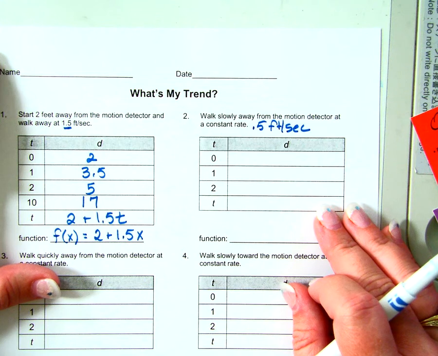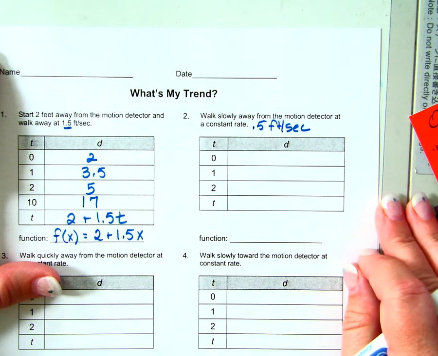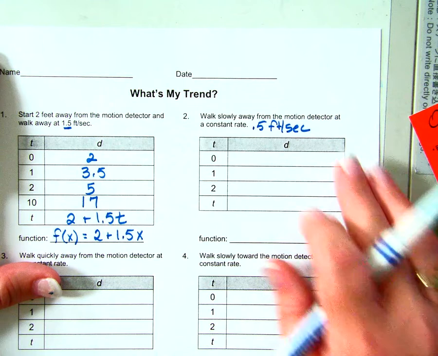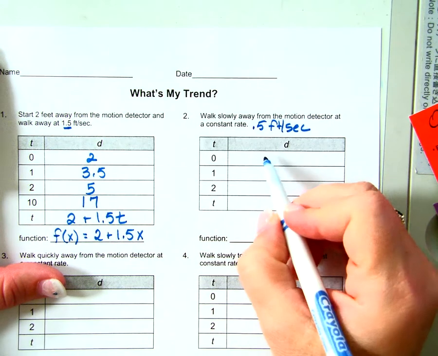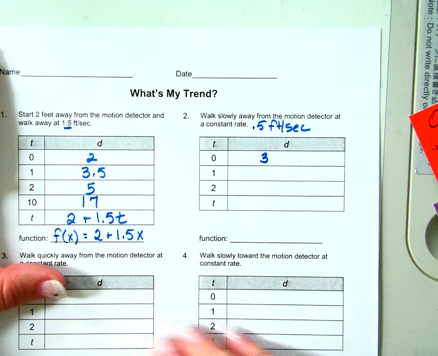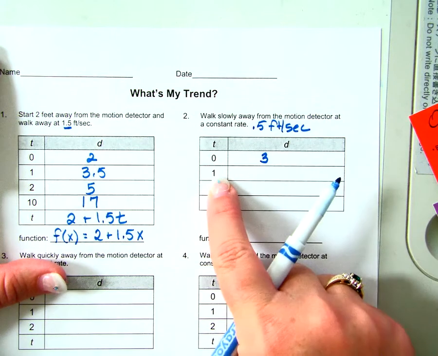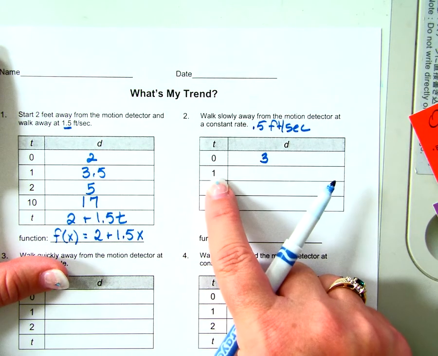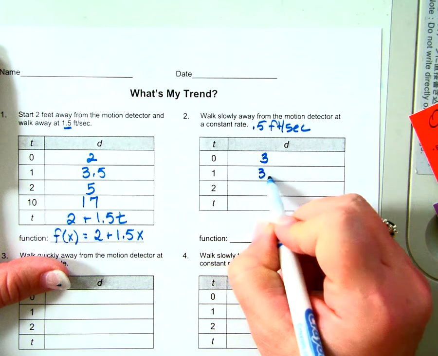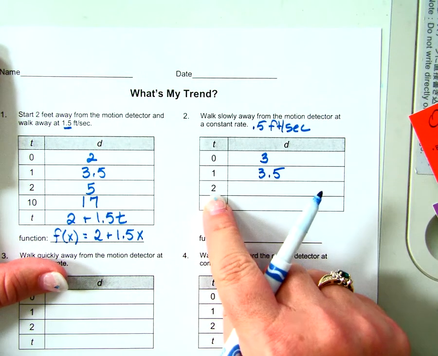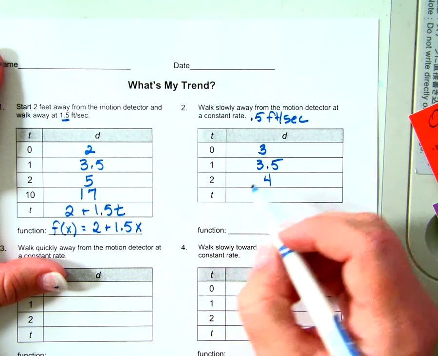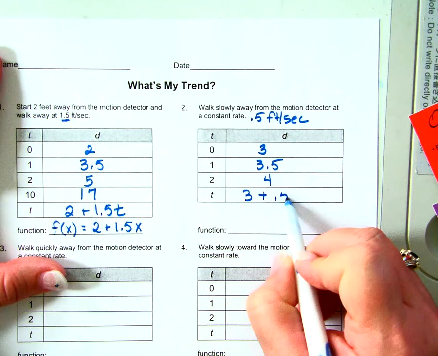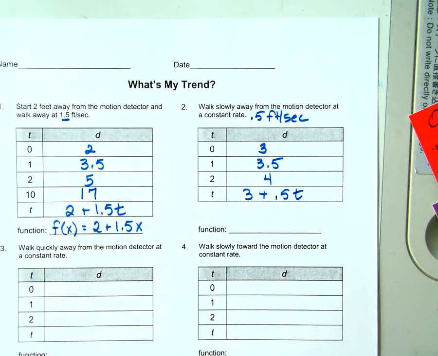Oh, we can make that up too? We can just randomly make up stuff? Sometimes, right? Sometimes if it's not given to us in the problem and we need to be able to continue, we can do that. So how far away from the motion detector do you want to start? 3 feet? Excellent. So if we're starting 3 feet away, what is the distance when the time is 1? 3.5. Excellent. What's the distance when time is 2? 4. So what's the distance when the time is t? 3 plus 0.5t.